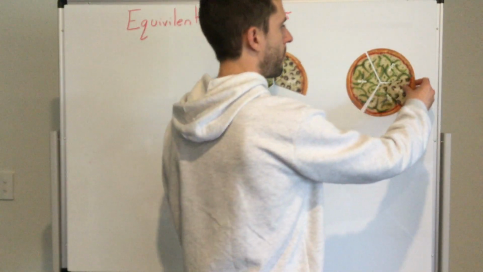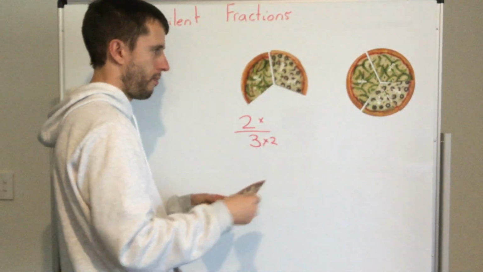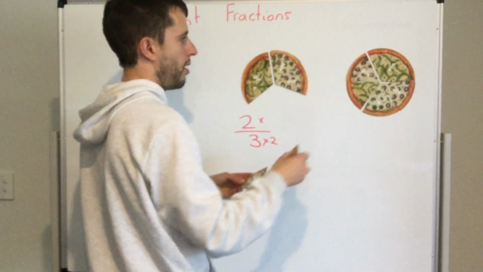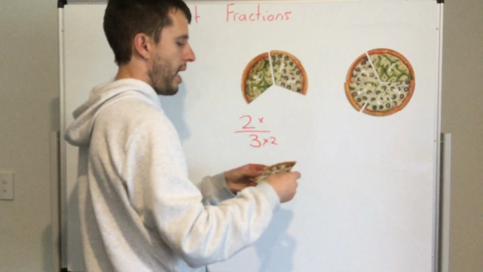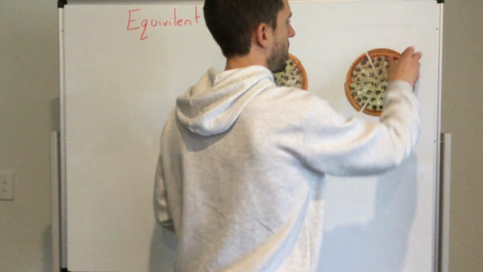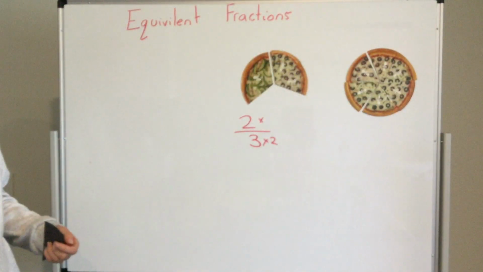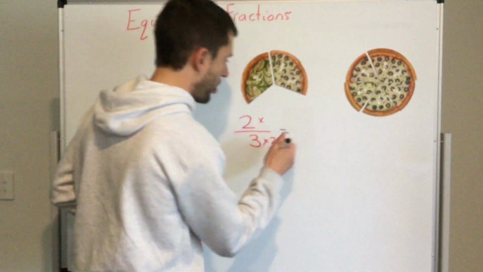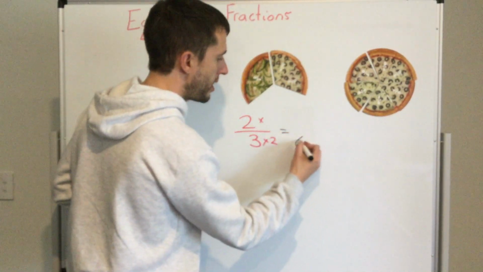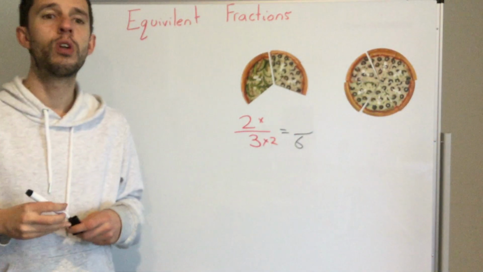So that means this third has 2, this third has 2, and this third has 2. Because if I go 2 times 3, that is 6. I've got 1, 2, 3, 4, 5, 6. That's what it would have been cut into.